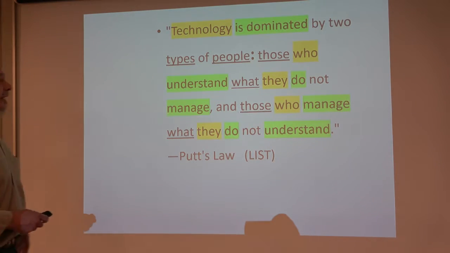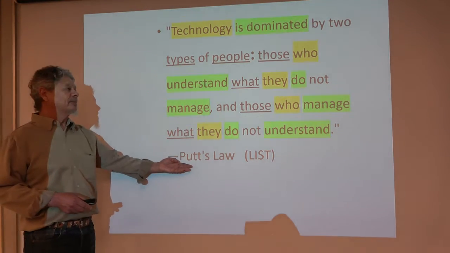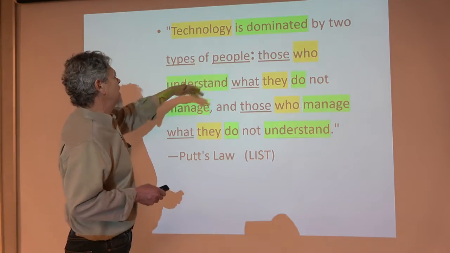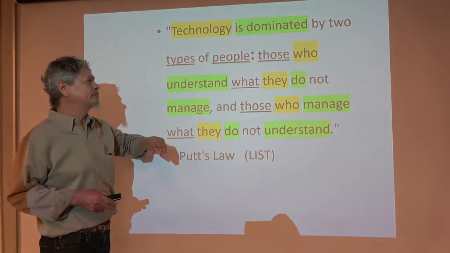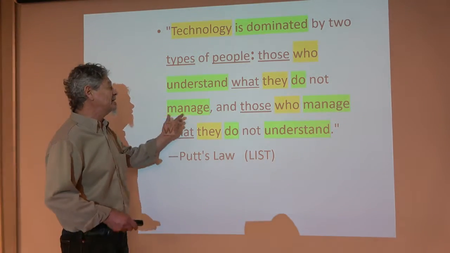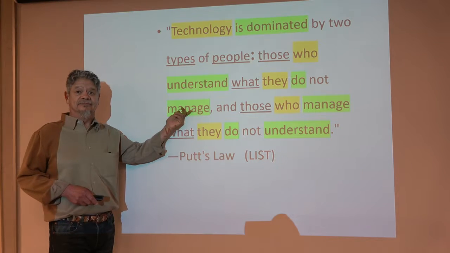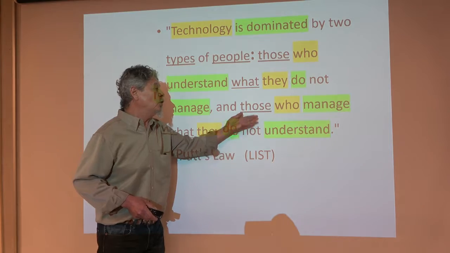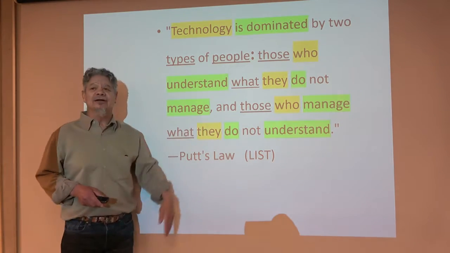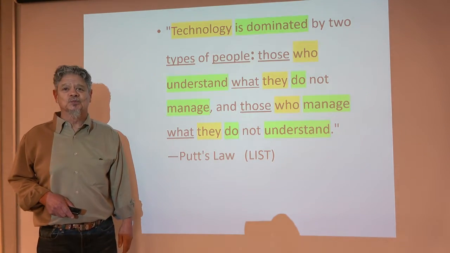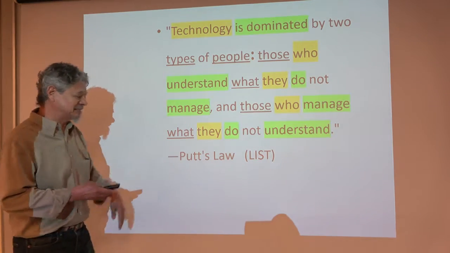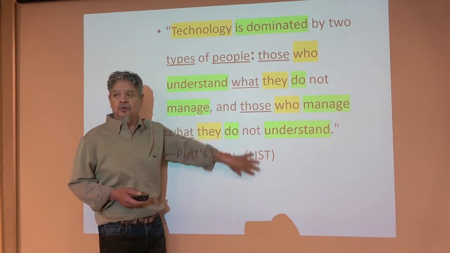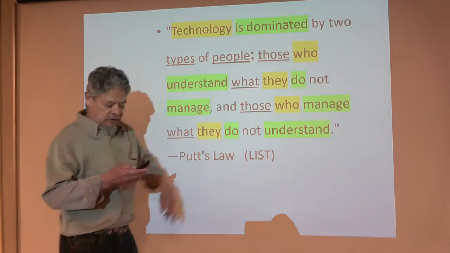All right. Here's another guy that made a law. The technology is dominated by two types of people. Those who understand what they do not manage. They understand it, but they don't have any control over it. And the people who manage what they do not understand. This is Putt's law. And again, it's a list. It's a list of two groups of people, but it's still a list, use of the colon.